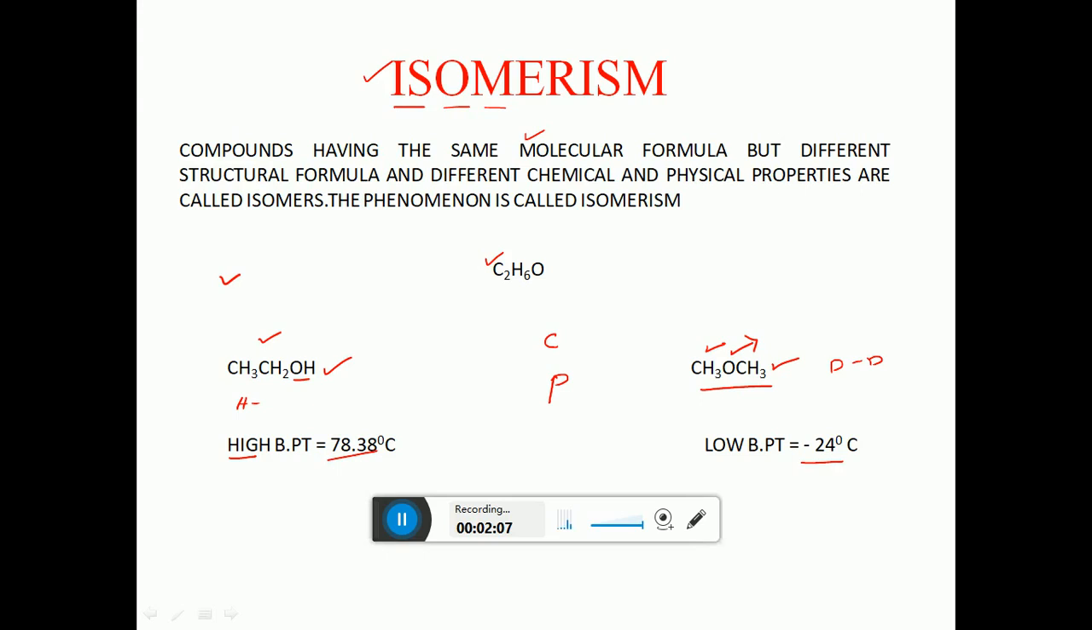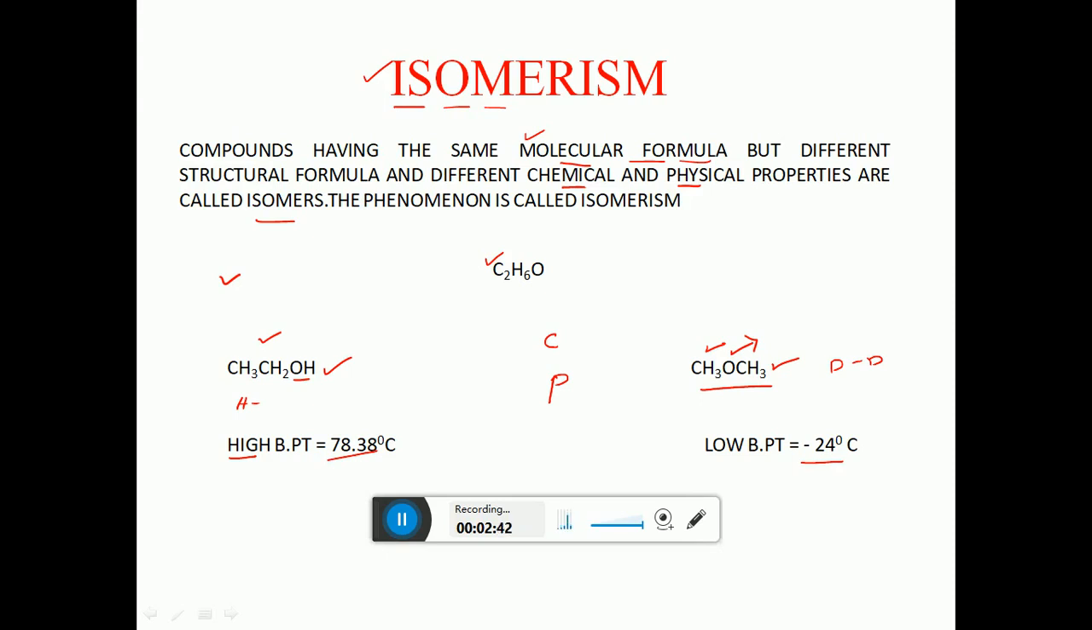So those compounds which have the same molecular formula but different structural formula and different chemical and physical properties are called isomers. I'm repeating again, isomers are compounds that have the same molecular formula but different structural formula and different chemical and physical properties. The best example is an alcohol and the corresponding ether, which are called isomers.